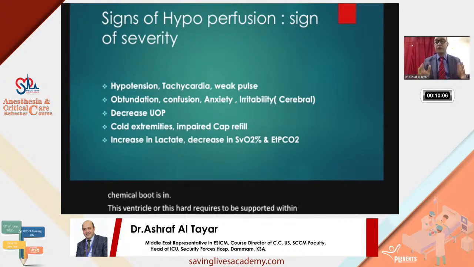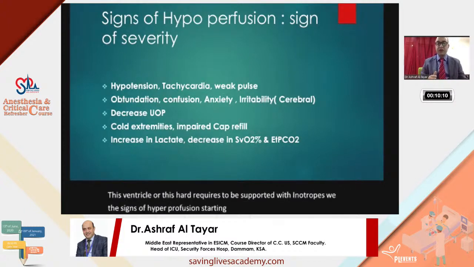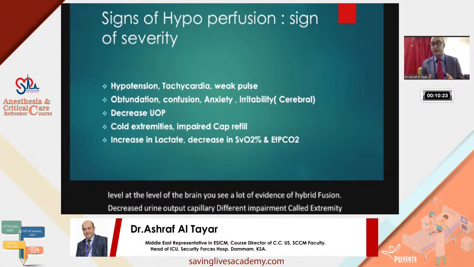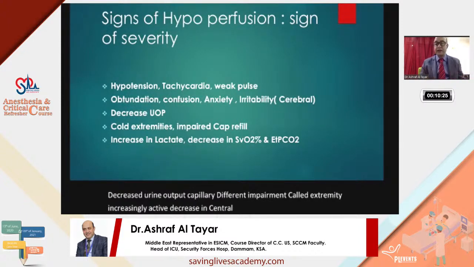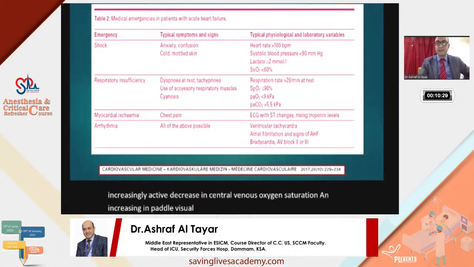We all know the signs of hypoperfusion, starting from hypotension, obtundation at the level of the brain. You see a lot of evidence of hypoperfusion: decreased urine output, capillary refill impairment, cold extremities, increase in lactate, decrease in central venous oxygen saturation, and increase in end-tidal CO2, which are found to be very specific and sensitive in acute heart failure.